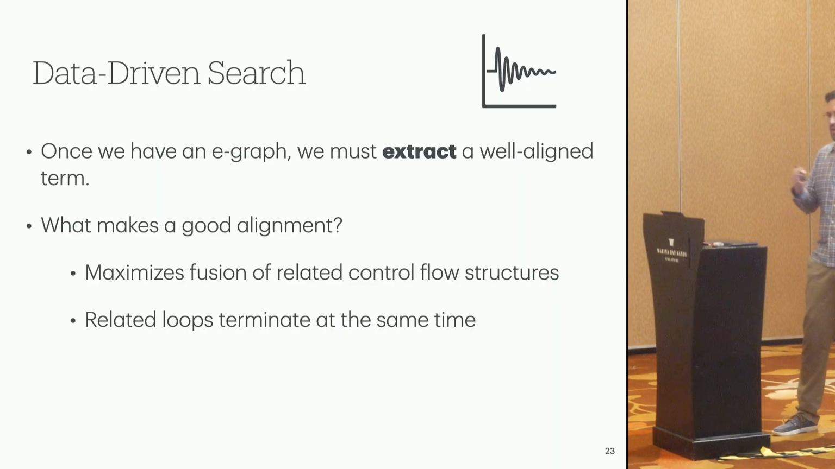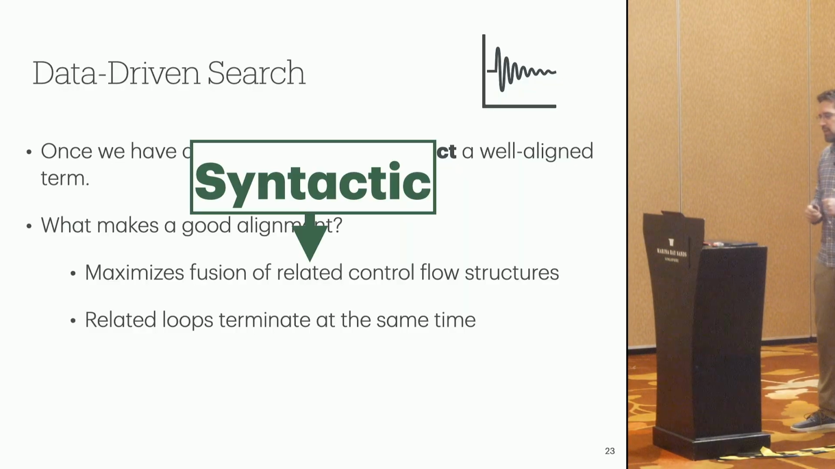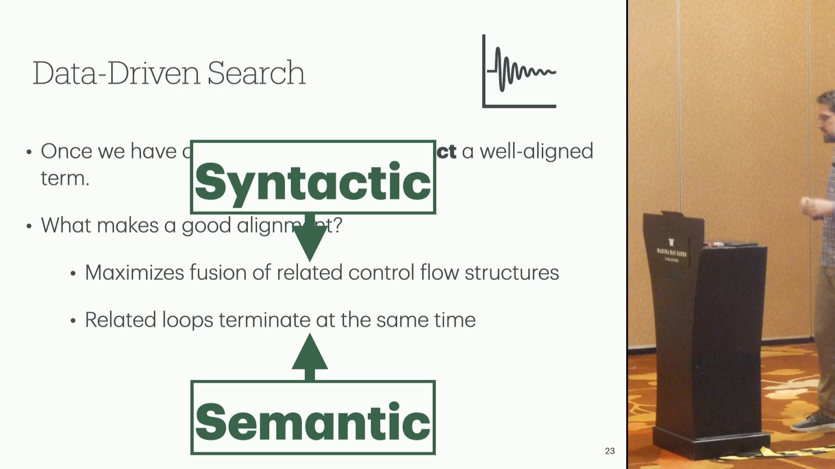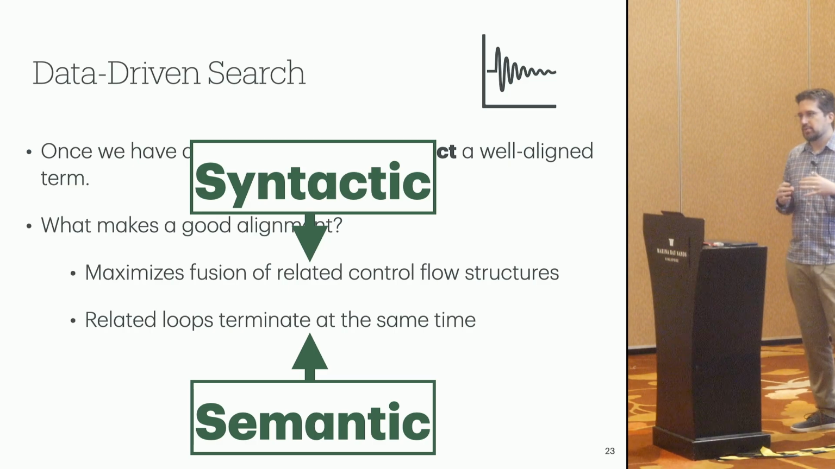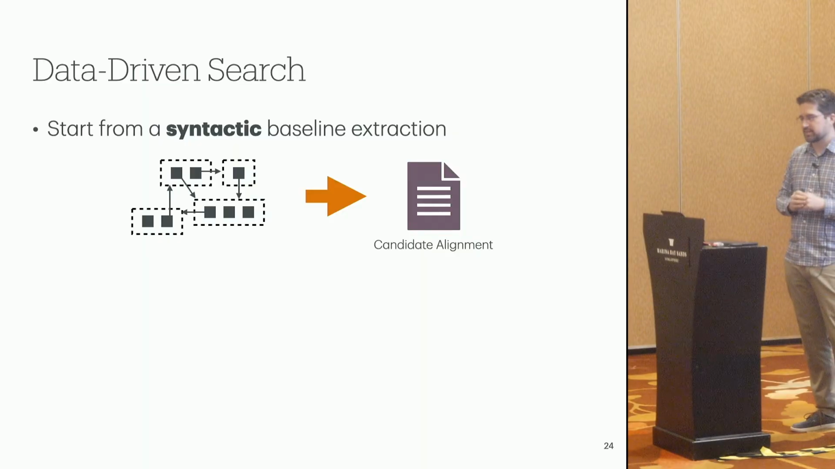Also, making sure that when we fuse loops together, the iterations terminate at the same time. If they don't, you have to insert these runoff loops that run off the extra executions that didn't happen in the combined loop, which is hard to reason about for one of these single program verifiers. And note that some of these properties we care about are syntactic properties, some of them are semantic properties. So this suggests that the analysis we need to do to figure out what a good alignment is will be some combination of syntactic and semantic analysis.